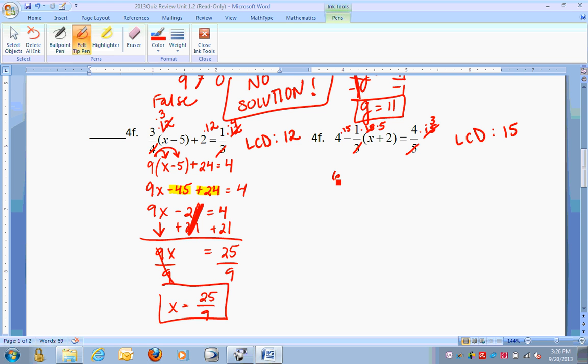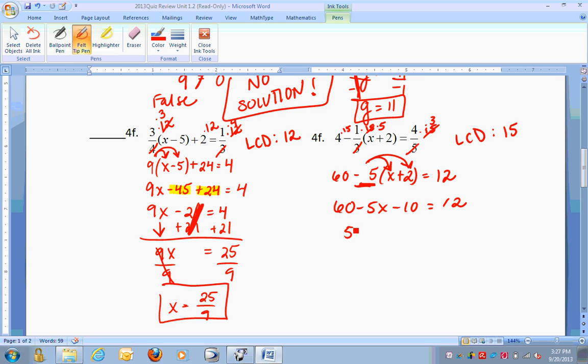So 4 times 15 is 60. 1 times 5 is 5. So I bring down that minus sign, and then 5 times the quantity of x plus 2. And then 4 times 3 is 12. Okay, the first step is to get rid of my parentheses. So I have to distribute this negative 5 into my parentheses. So I multiply negative 5 times x and negative 5 times 2. So I end up with 60 minus 5x minus 10 equals 12.